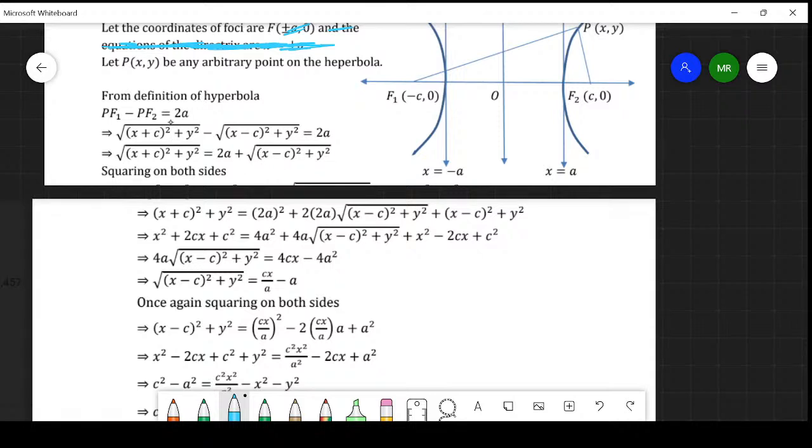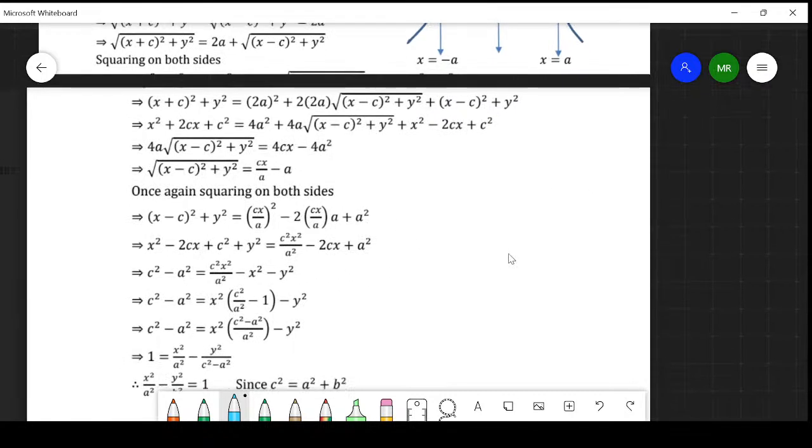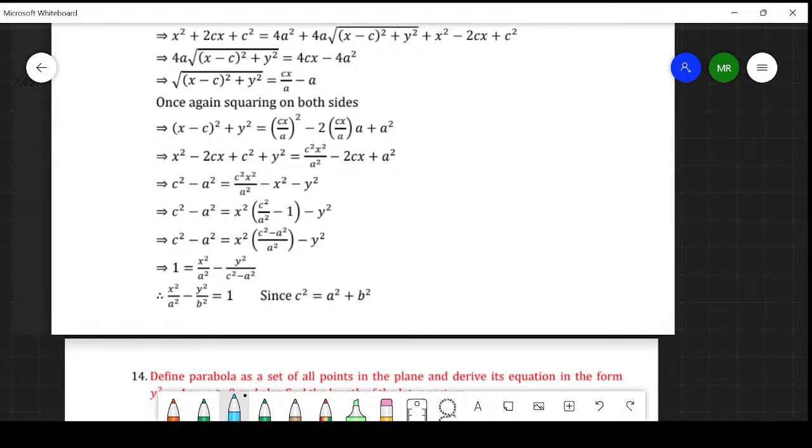Transfer again the second term, that side will get plus, squaring on both sides. You simplify like the previous one. You rearrange all the equations, you take the common, then you divide, but here we know that c square is equal to a square plus b square. Then we get the required equation of the hyperbola. Once you learn ellipse, similarly you can also do the derivation of the hyperbola.